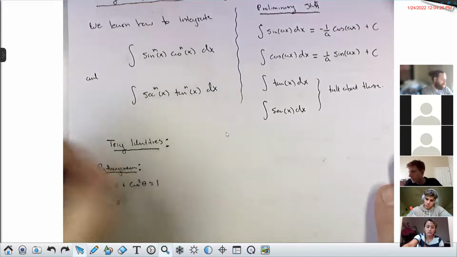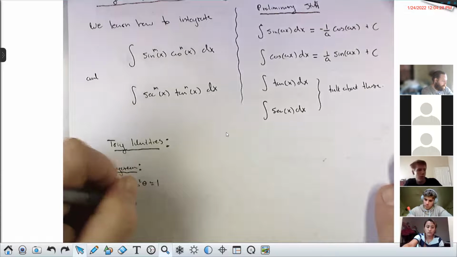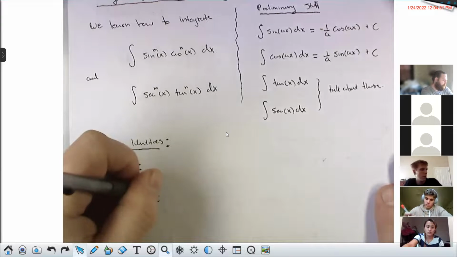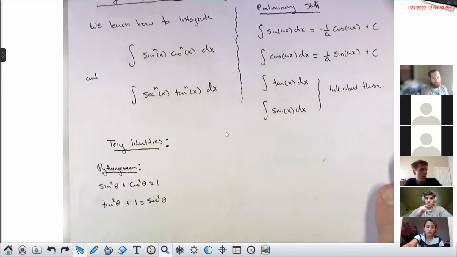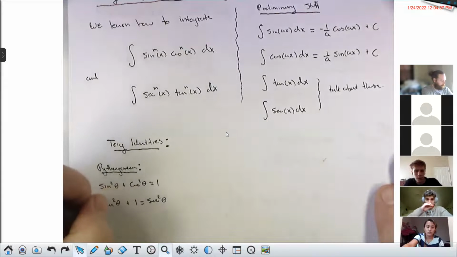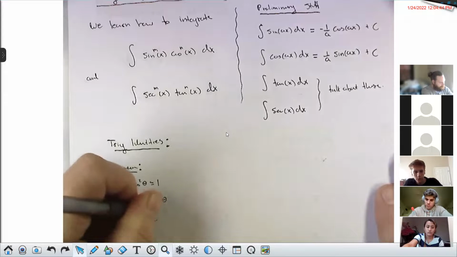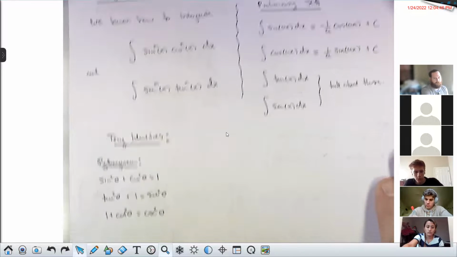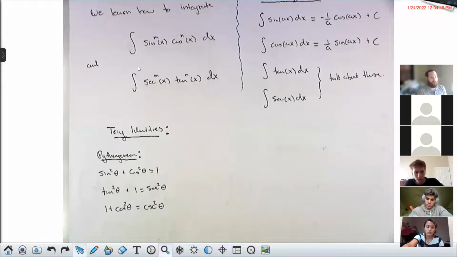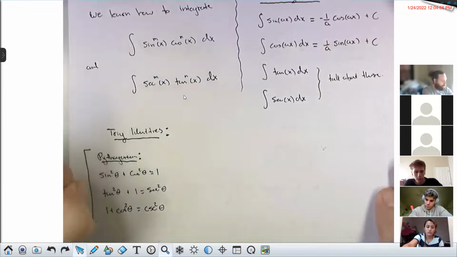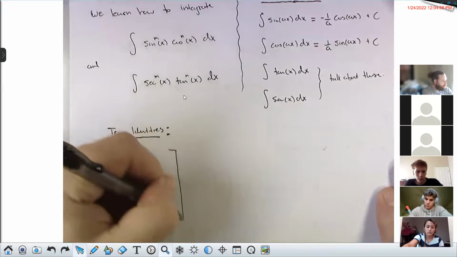There's the tangent secant version of these, tan squared theta plus 1 equals secant squared theta. And there's the cosecant cotangent version of these, which says 1 plus cotangent squared theta is equal to cosecant squared theta. We won't use that one here in class today, but that's what you need to do the secant tangent stuff if it was cosecant cotangent. So the Pythagorean identities we will use like water.